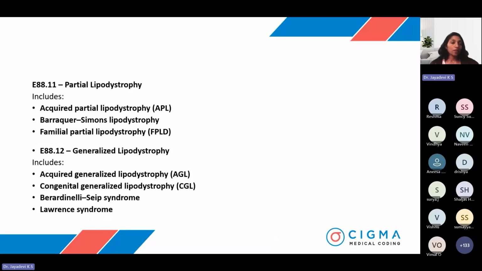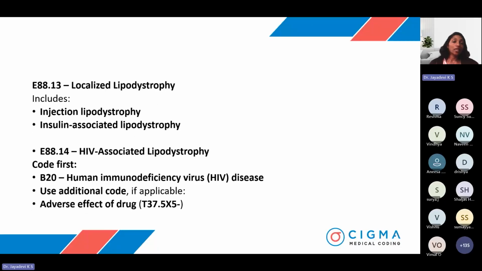Now, another part of this classification is partial and generalized lipodystrophy. Partial includes acquired partial, Barraquer-Simons, and familial partial. E88.12 is generalized lipodystrophy, which includes acquired generalized lipodystrophy, congenital one, Berardinelli-Seip syndrome, and Lawrence syndrome. These are all included codes. Now, E88.13 is localized lipodystrophy, which includes injection lipodystrophy and insulin-associated lipodystrophy.